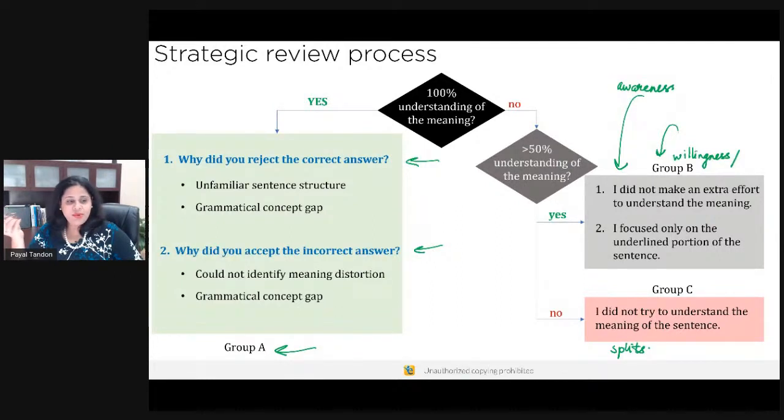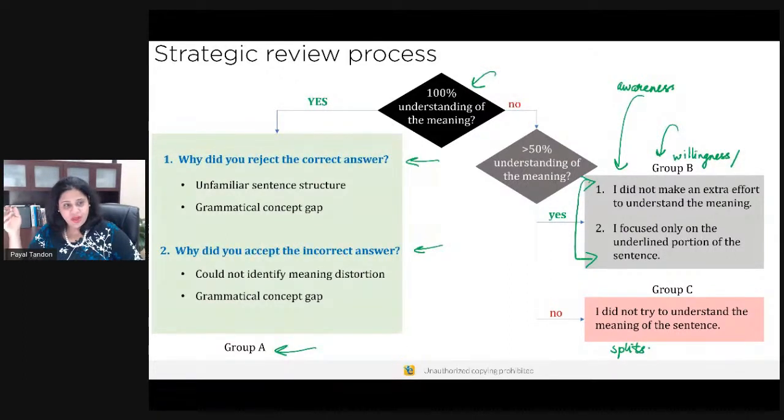They won't be able to get to the meaning, right? Which means they shouldn't be wasting their time figuring out why they selected the incorrect choice, okay? Because they didn't do the basic step. That's why the main focus of group B is to push themselves to 100% understanding of the meaning. They have to probe themselves to get to 100% understanding of the meaning. That's the corrective action that they have to make.